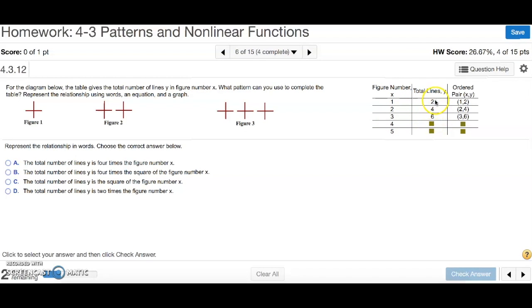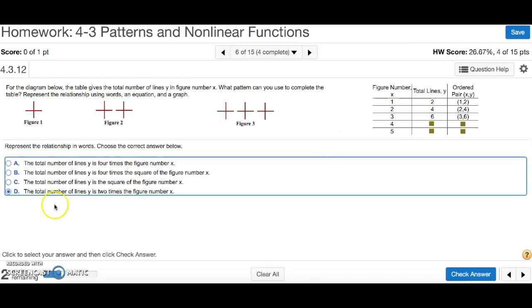So basically, when I'm adding the same number on y's, that number I'm adding being 2, in this case, that's when I'm multiplying to my x. So out of my choices, it'll be D, which says the total number of lines y is 2 times the figure number x, so 2 times my value of x.